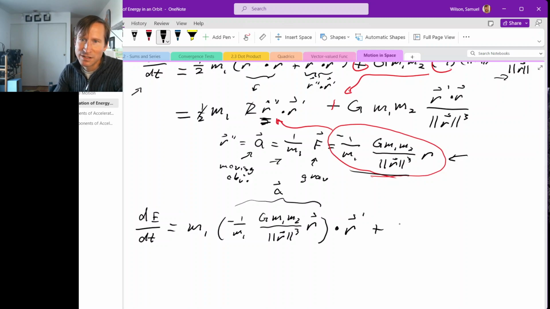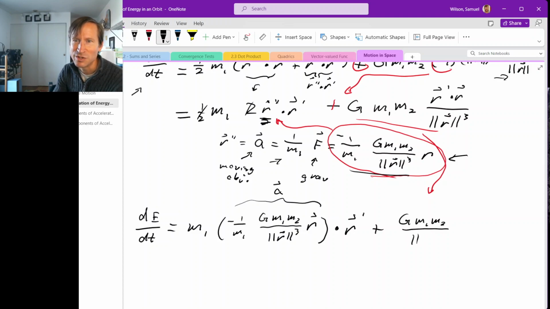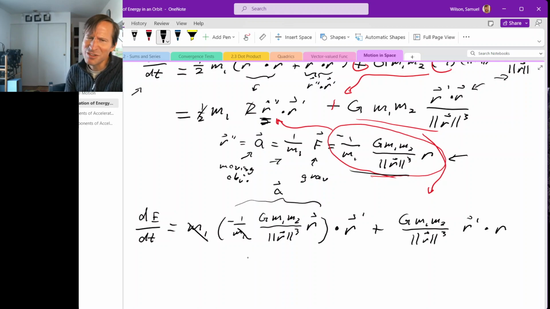Okay, so this is all the acceleration vector, dotted with r prime, plus, let's see, g, so now I'm copying down our potential energy from up here, or that derivative of our potential energy, g times m1 times m2 all over the magnitude of r cubed times this dot product in the numerator, so r prime dot r. And then, let's simplify this. Here we have an m1 that cancels that m1. And if you look at these two resulting terms, these are actually exactly the same.